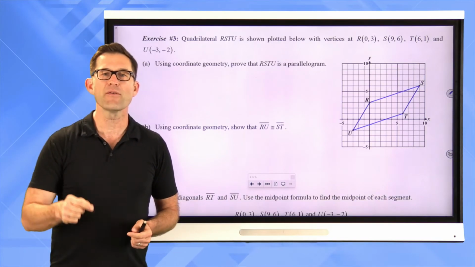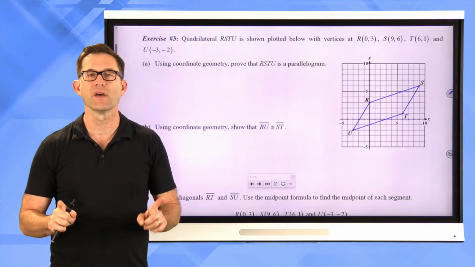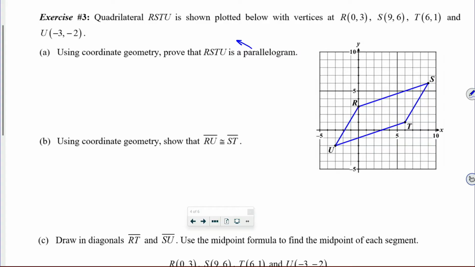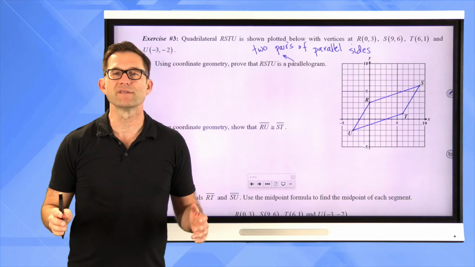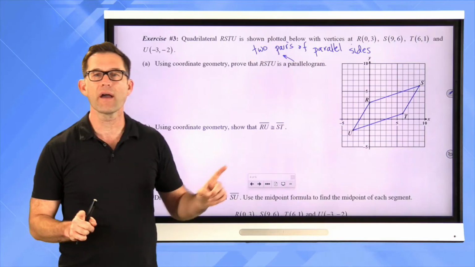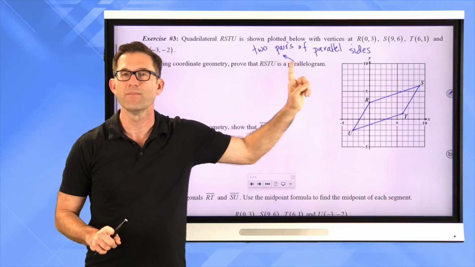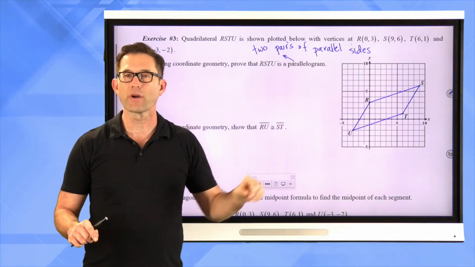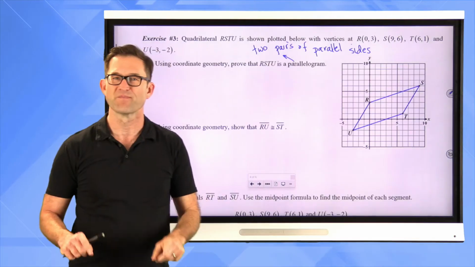And the definition of a parallelogram is that it's got 2 pairs of parallel sides. I'm going to write that right up here. Now, in our next lesson, we will see many different ways of proving that a quadrilateral is a parallelogram. But for right now, the only thing I have is this. And to prove that sides are parallel, we need to use slopes. So we're going to calculate the slopes of all 4 sides and see what happens.